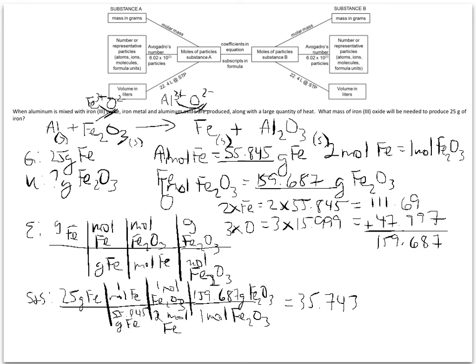So when you do this, you get 35.743 on the calculator, and then we need to do our significant digits. So there's 2 in this one, there's 5. Multiple ratios are always exact, and then this last number has 6. So our limiting significant digits is 2. The 7 rounds the 5 up, and this becomes 36 grams of iron 3 oxide.